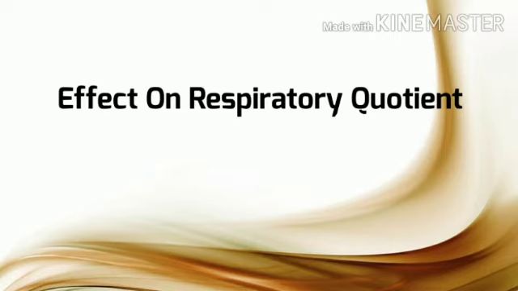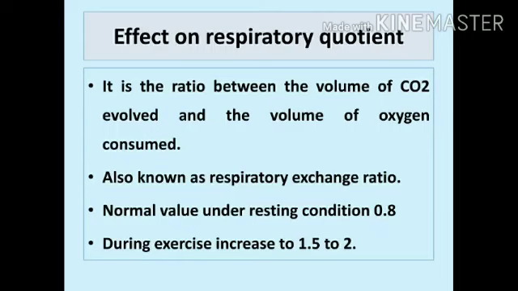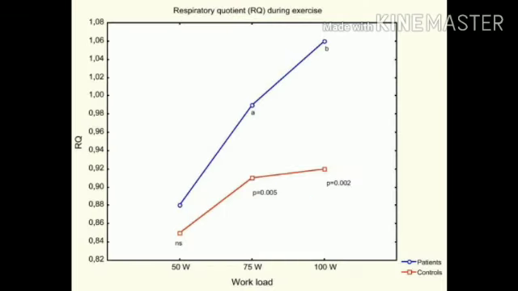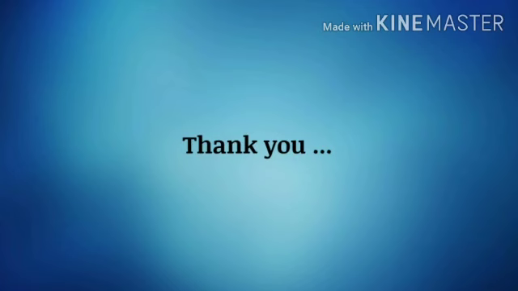Number 6 is effect on respiratory quotient. Respiratory quotient is the molar ratio of carbon dioxide production to oxygen consumption. Respiratory quotient in resting condition is 1 and during exercise it increases to 1.5 to 2. However, at the end of exercise the respiratory quotient reduces to 0.5. In this way, exercise affects respiration.